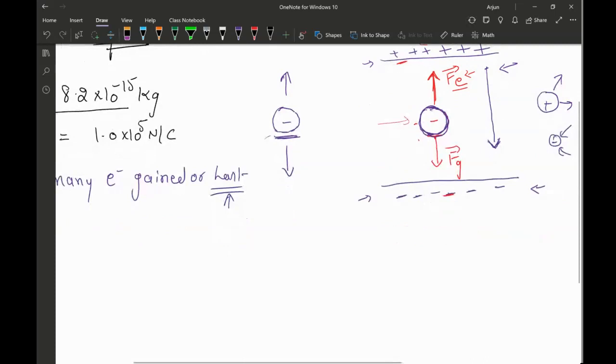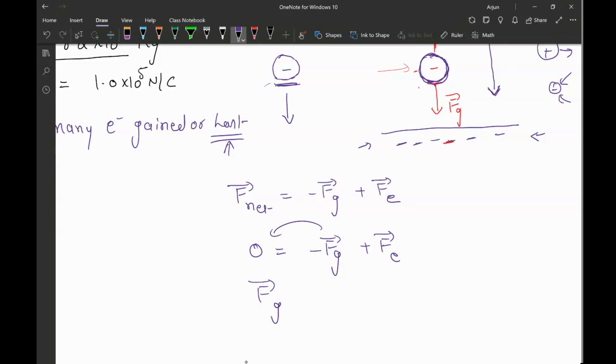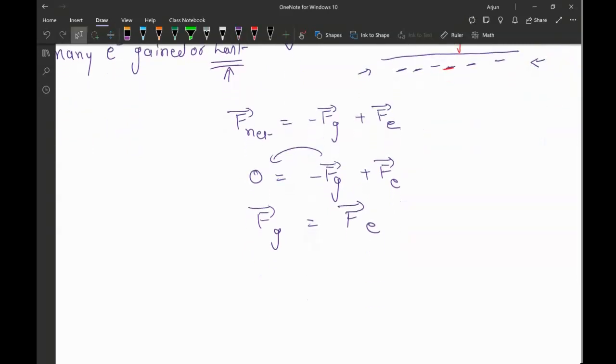Now I'm going to solve the mathematical part of it. If I write the equation, F net is equal to Fg, which is acting in the downward direction, plus Fe, which is acting in the upward direction. So net force is equal to 0, and Fg plus Fe, I'm going to move to the other side. Fg equals Fe. And now I will put in the values.